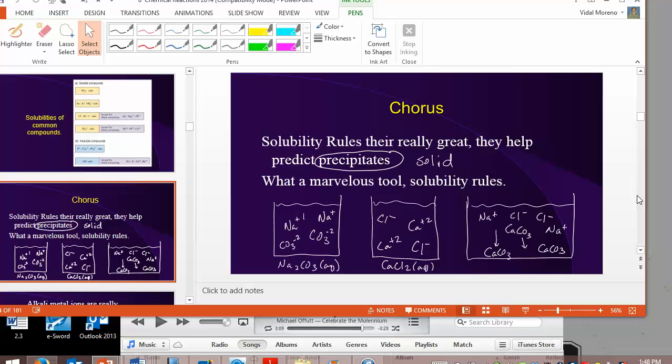Alkali metal ions are really swell. Assume their compounds are always soluble. Next week, I will sweetly sing that song to you.